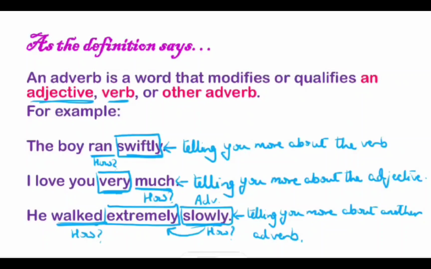Yes, children, did you understand this statement now? An adverb is a word that modifies or qualifies or tells you more about an adjective. Here it is telling us more about an adjective, a verb, here it is telling us more about a verb, and or another adverb. In this sentence, it is telling you more about another adverb.